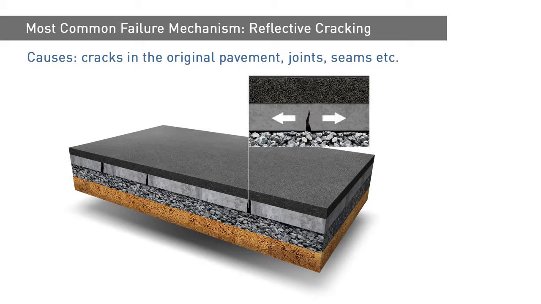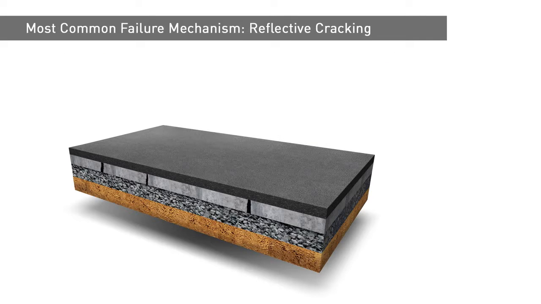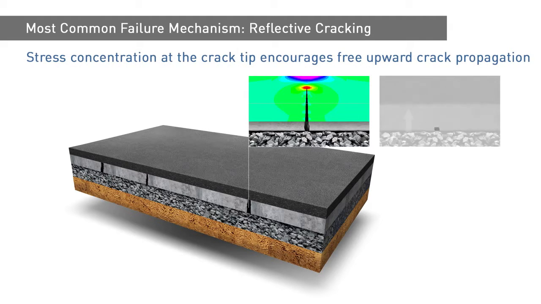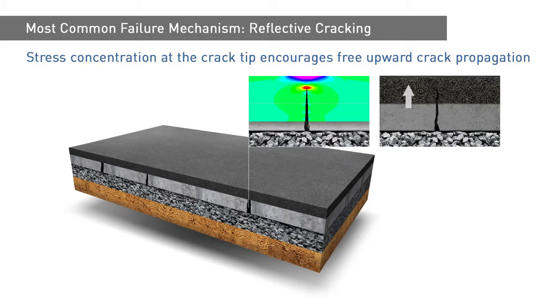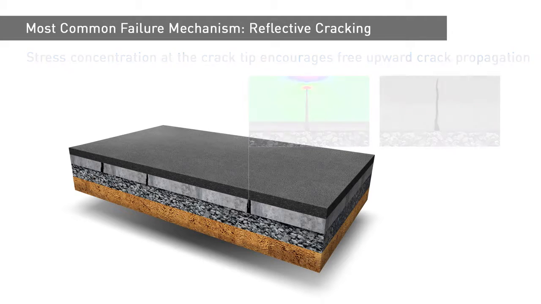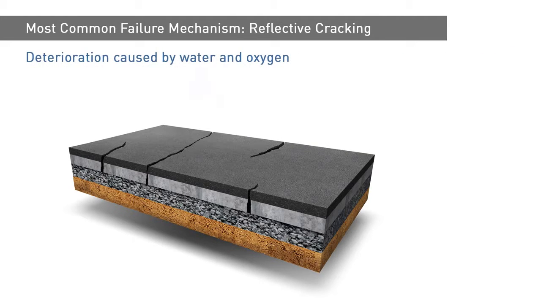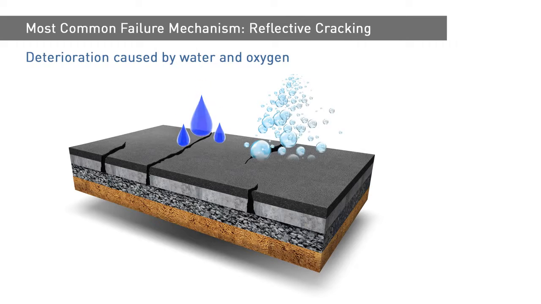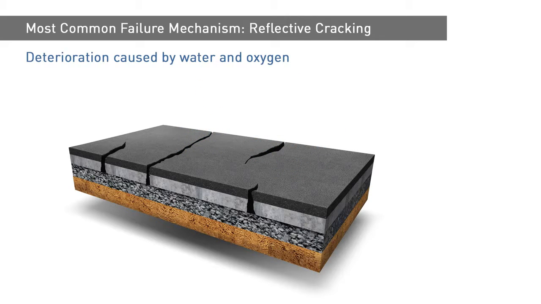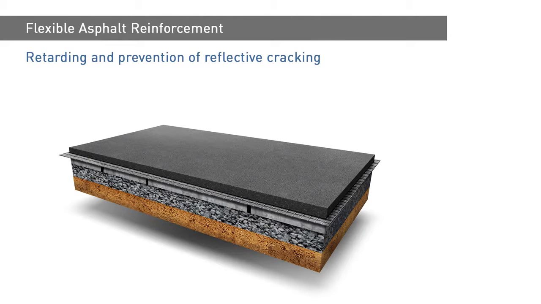Exposure to traffic loads and daily or seasonal temperature variations, particularly in the form of freeze-thaw cycles, induces stress concentrations at the crack tip that encourage free upward crack propagation. Should the reflective cracks reach the surface, then the situation rapidly deteriorates due to the additional ingress of water and oxygen. One effective and time-tested solution of significantly retarding and preventing reflective cracking is the use of flexible asphalt reinforcement.